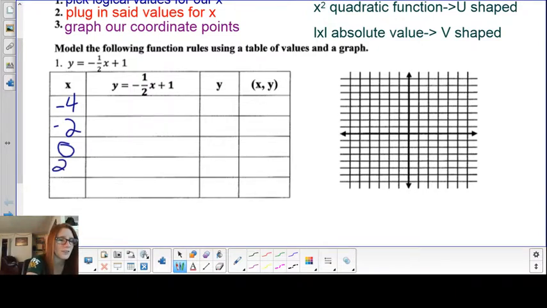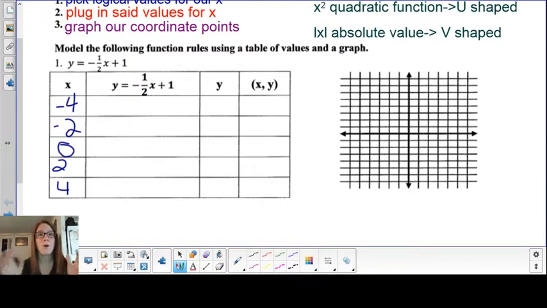Then on the other side of 0, I'm going to do the positive versions. So step 1 is pick logical points for my x. Step 2, we're going to plug those x values into my function. In this case, we have -1/2 x, or x divided by -2, plus 1.